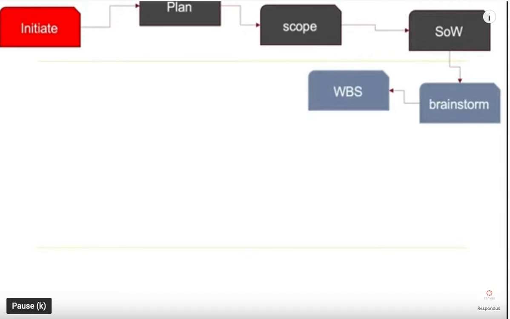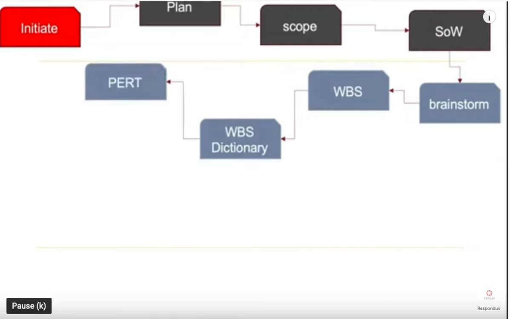You can update it, you will update it, but it's really important to do this brainstorming and then come up with a good WBS that reflects the reality. And then the WBS dictionary goes along with it, with some more instructions, of course, some more details. And then it turns into a PERT chart.